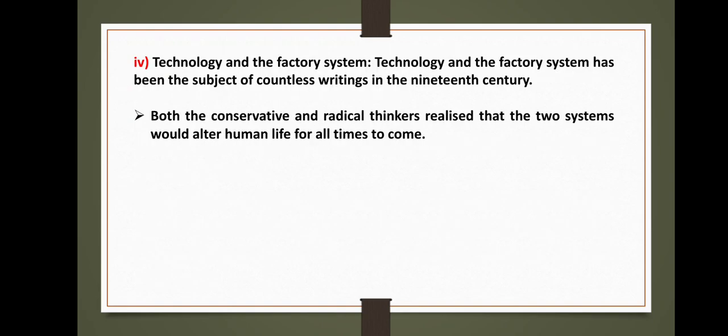Fourth one is technology and the factory system. Technology and the factory system has been the subject of countless writings in the 19th century. Both the conservative and radical thinkers realized that the two systems would alter human life for all times to come.